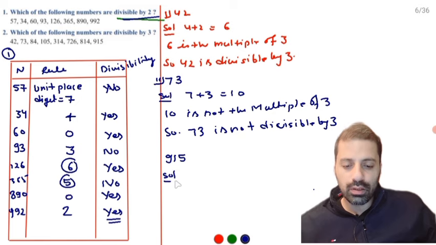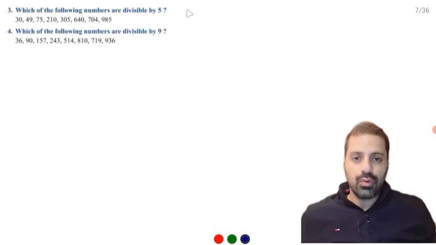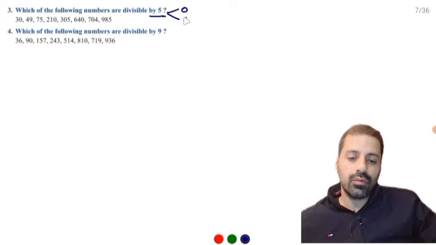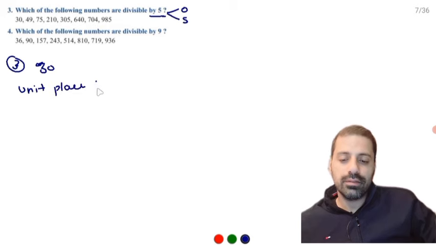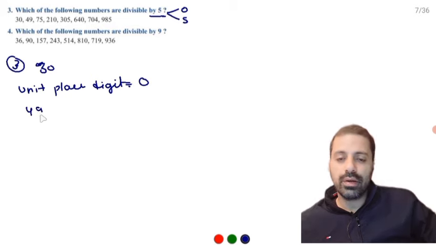I will do one more, 1915. Let's solve this. 9 plus 1 plus 5, so we have 15, and 15 is a multiple of 3, so it is divisible by 3. I hope you got how to solve this question now. So now the divisibility of 5, the rule says that the unit place digit must be 0 or 5. If I am solving question number 3, 30, here the unit place digit is equal to 0, so it is divisible by 5.